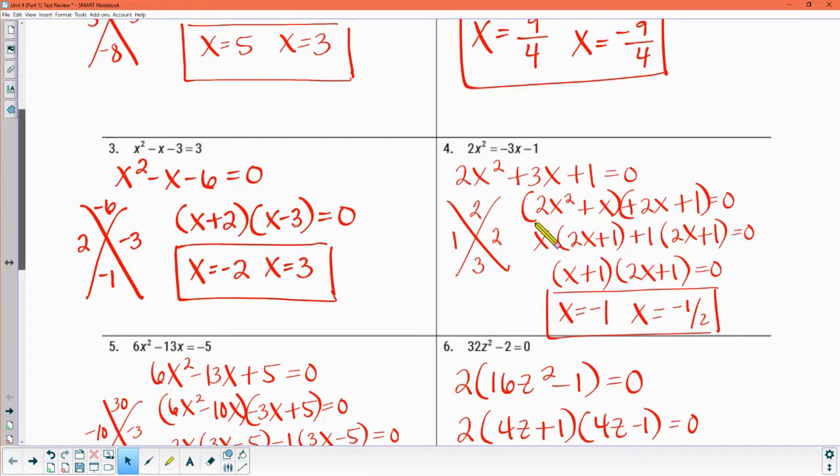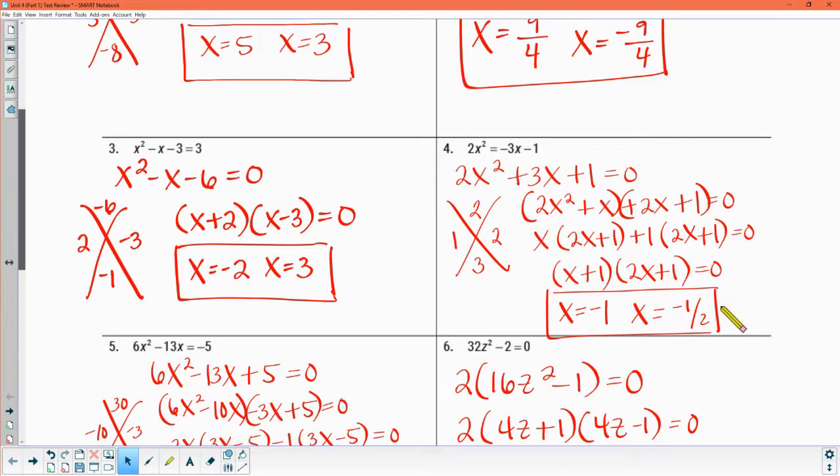I'm going to group the first two terms. I'm going to group the last two terms. So I get 2x squared plus x. The GCF for that is x, leaving me with 2x plus 1. And then I get 2x plus 1. The only GCF that these two terms have in common is a plus 1. So make sure that you write that out. Otherwise, you are going to get very confused. And that's going to leave me with 2x plus 1. So my two factors end up being 2x plus 1 and x plus 1. So x should be -1 and x should be -1/2.